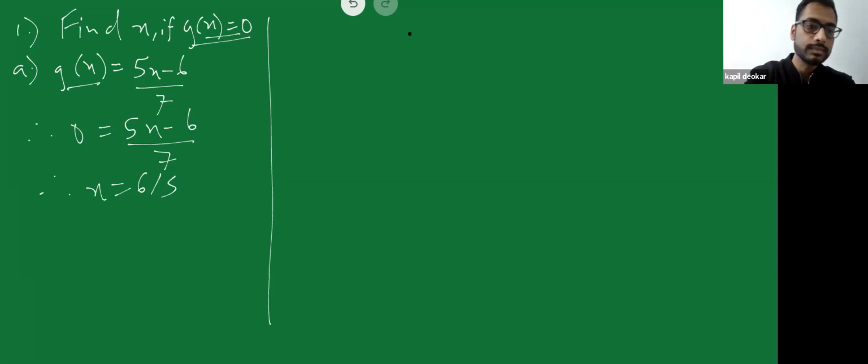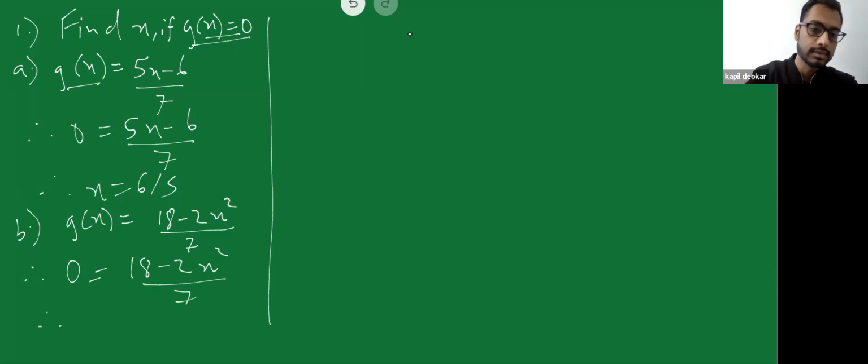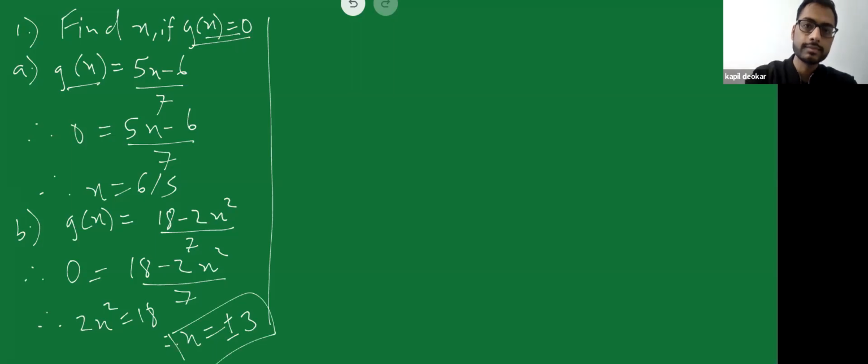Next is g of x, given as (18 minus 2x square) upon 7. So g of x is 0, which is equal to (18 minus 2x square) by 7. Therefore, taking 7 to the other side, 0, just equate: 2x square is equal to 18. 2 ones are 2, 2 nines are 18, so x square is equal to 9, which means x is equal to plus or minus 3.